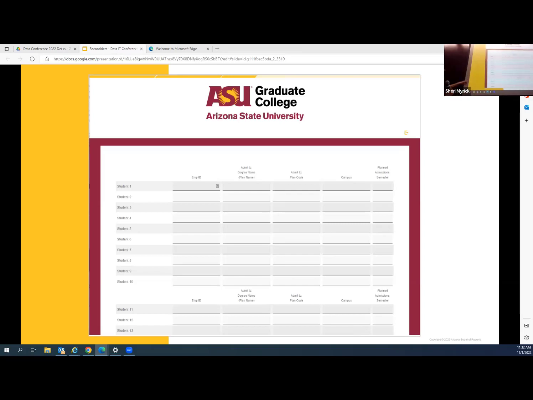But we did make it, again, easier to read. The MPL ID, the degree name, the plan code, the campus, and then their semester. We kept it simple on what we needed from them.